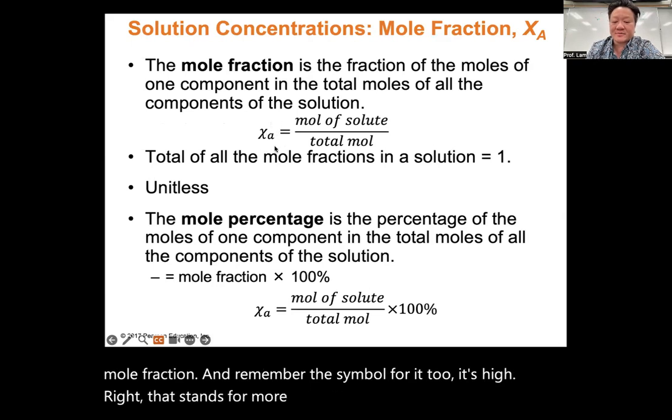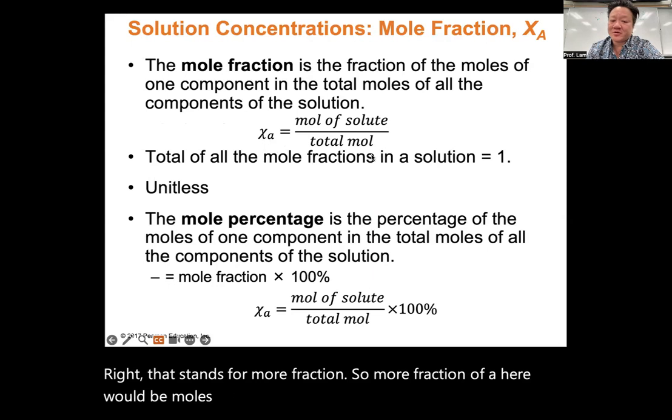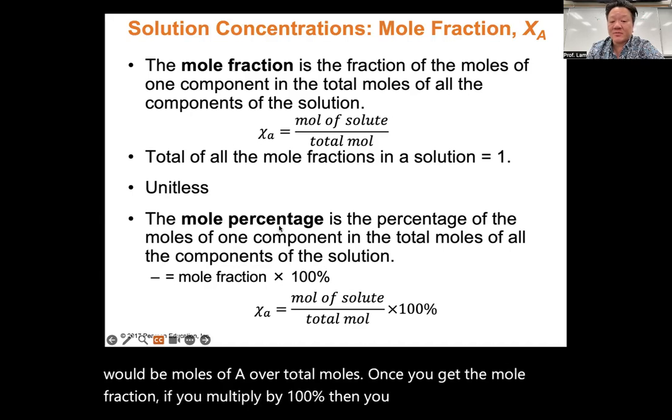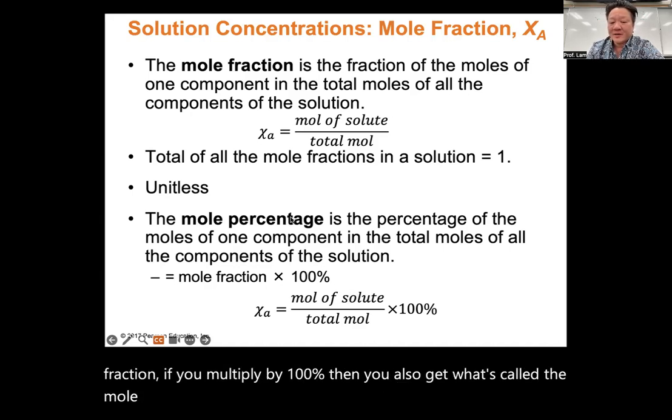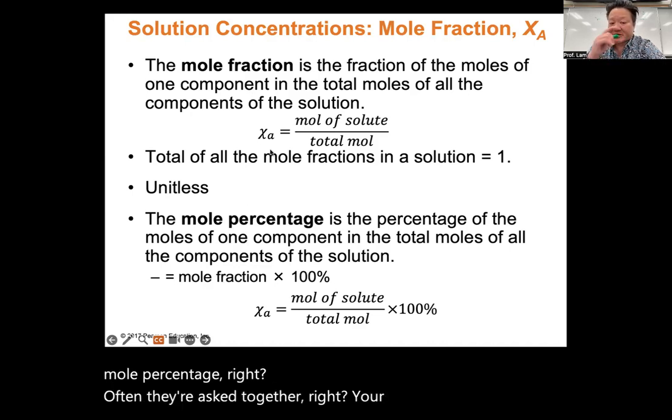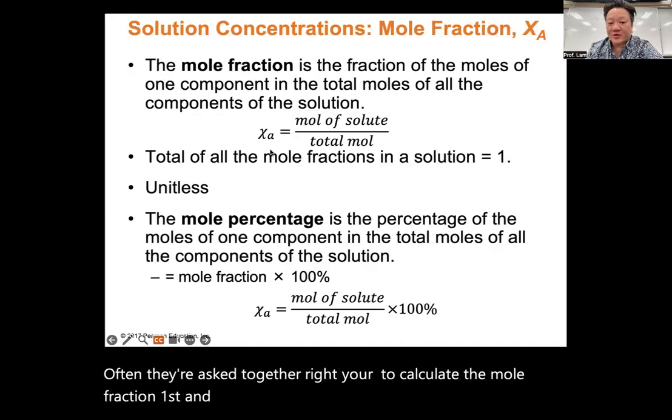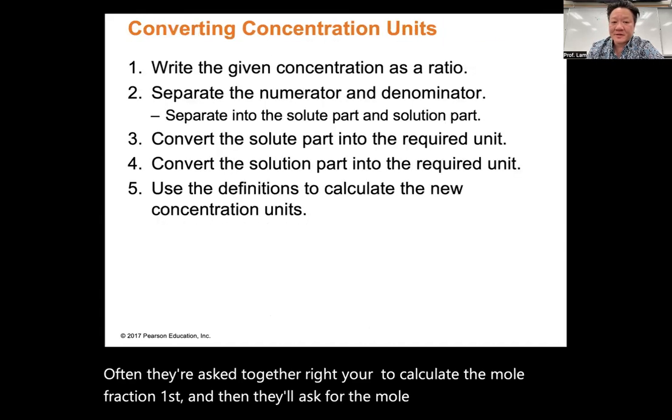So mole fraction of A here would be moles of A over total mole, okay. Once you get the mole fraction, if you multiply by 100%, then you also get what's called the mole percentage. Right? Often they're asked together, right? You're asked to calculate the mole fraction first, and then you'll ask for the mole percent.